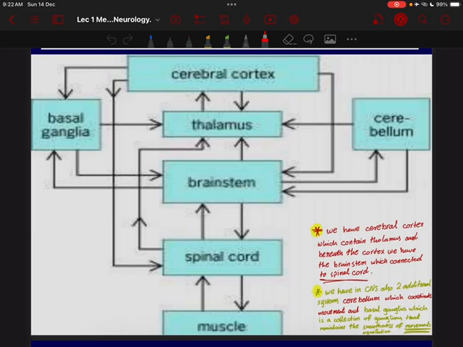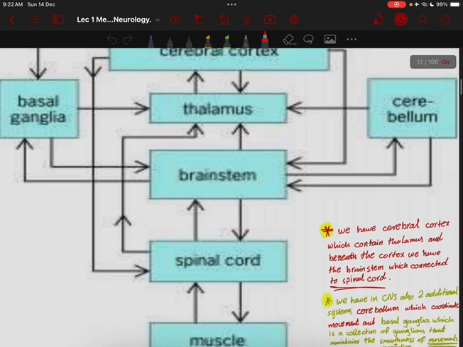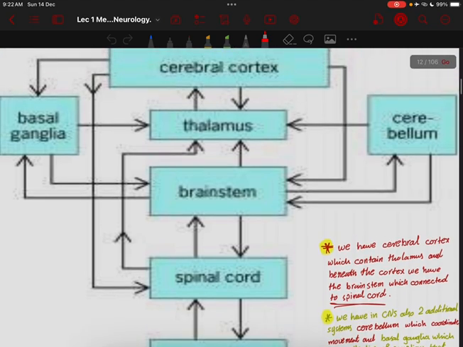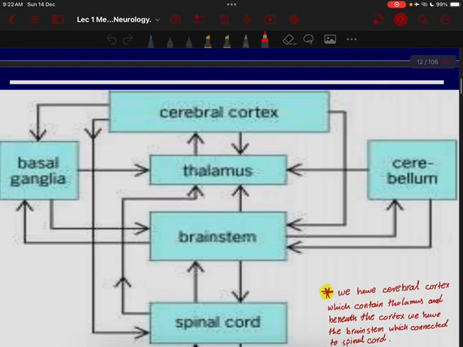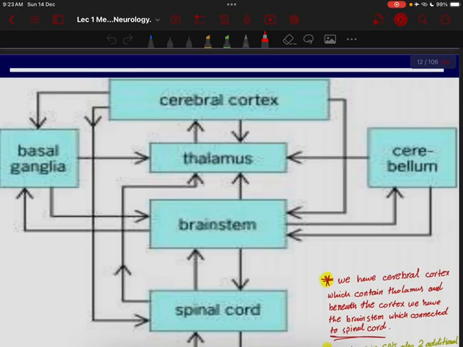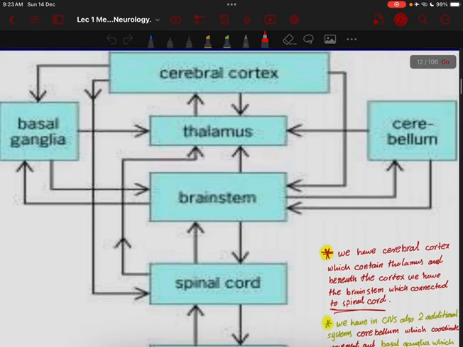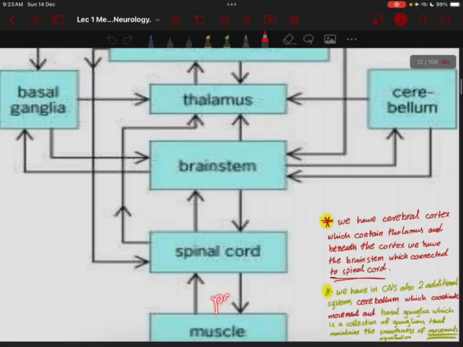Afferent and efferent. Also, below that, we have the brainstem. And we'll discuss the brainstem later on, which is a very, very important structure of the central nervous system. And below the brainstem, we have the spinal cord. So we are going down slowly. Cerebral cortex, brainstem, and then spinal cord, and then later on we have the peripheral roots and spinal nerves from the spinal cord to the muscle.